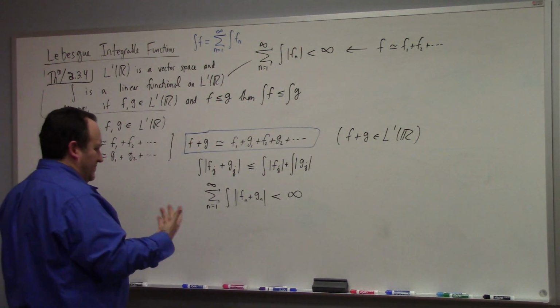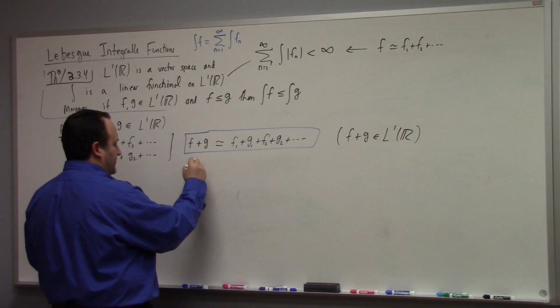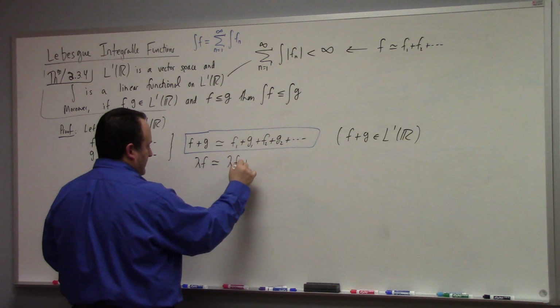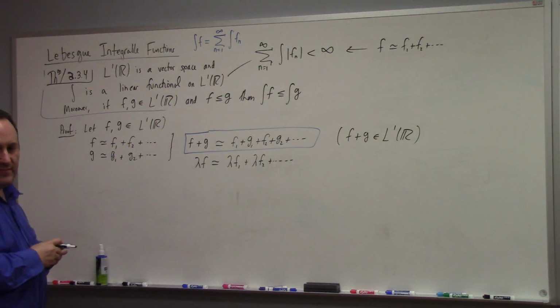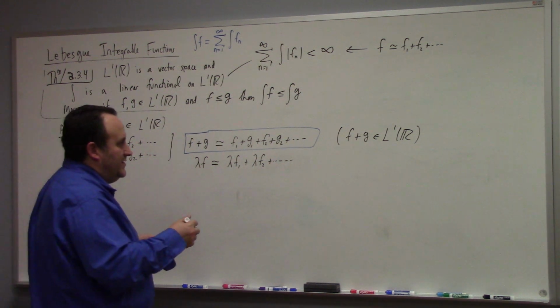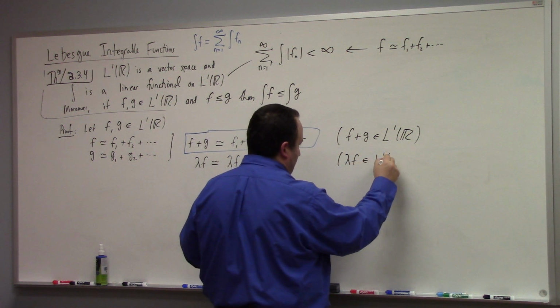And how are we going to define scalar multiples? So lambda f is going to be represented by lambda f1 plus lambda f2 and so forth. Again, if you look at the partial sums of the corresponding integrals, it's going to be less than infinity because the integral of the absolute value of the step functions of f is less than infinity. I don't think I've written enough to quite prove it, but you can see how to prove it, I think.